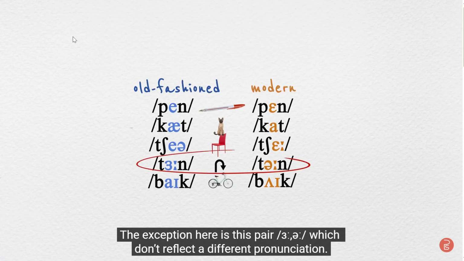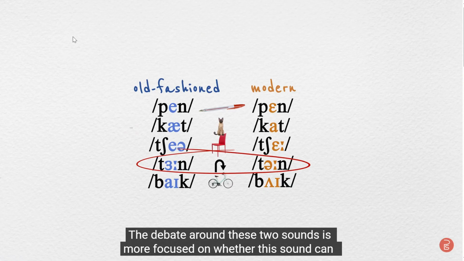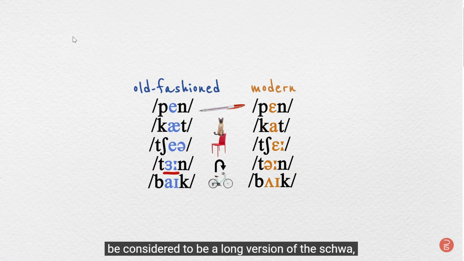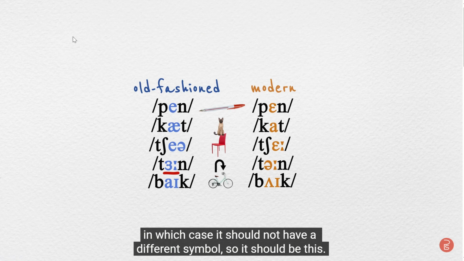The exception here is this pair, which don't reflect a different pronunciation. The debate around these two sounds is more focused on whether this sound can be considered to be a long version of the schwa, in which case it should not have a different symbol, so it should be this.